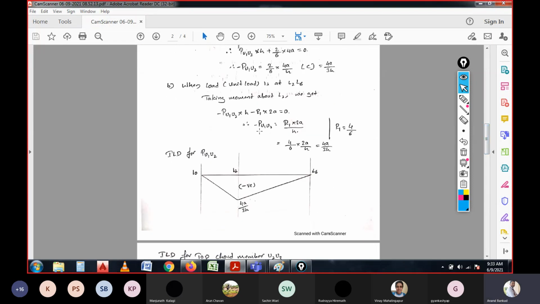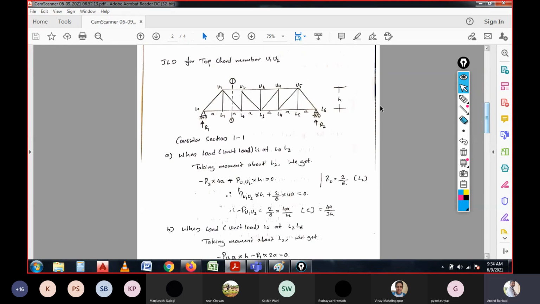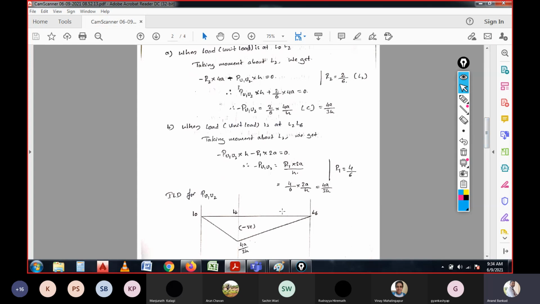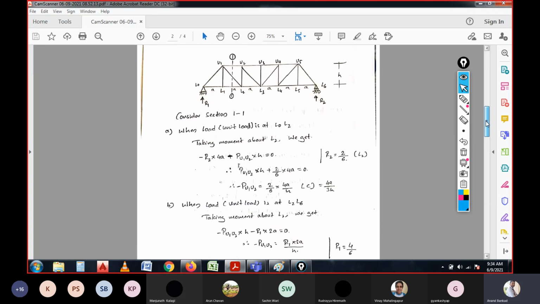Now P1 U2, since it is negative, which is compression, the value is 4a by h, where a is the span of each panel and h is the height of the section. If you substitute this, you will be able to calculate the value of the force in the member U1 U2. This is 4a by h, which is what we have calculated for U1 and U2.